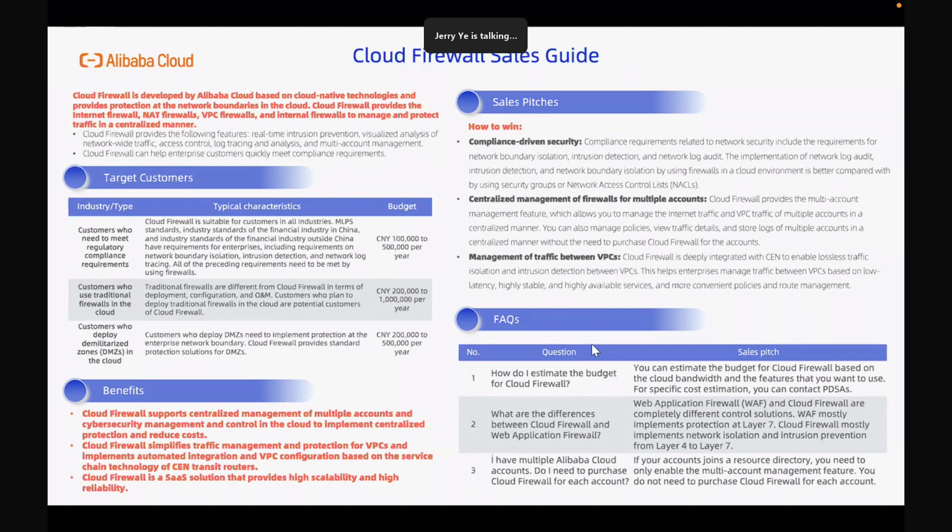The third one is, I have multiple Alibaba Cloud accounts. Do I need to purchase cloud firewall for each account? If your accounts join a resource directory, you only need to enable the multi-account management feature. You don't have to purchase the cloud firewall for each account. So this one is different from security center.